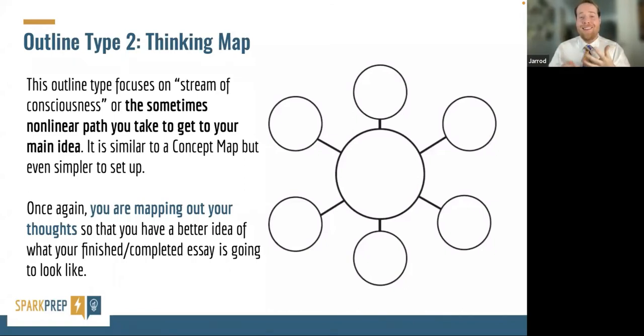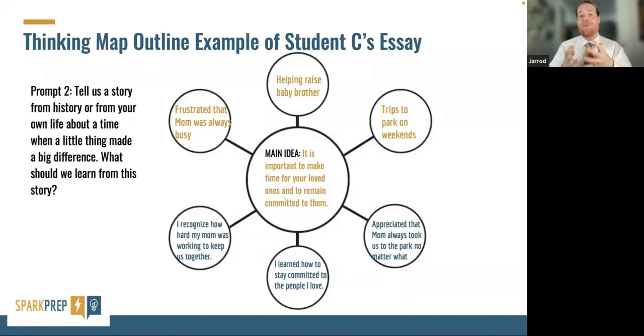It's no coincidence that I'm referring to these as concept maps, thinking maps, etc. The word map is there purposefully. So here's an example using Student C's essay. Student C had a lot of really great information and a lot of reflection that they were doing regarding their family situation. So the prompt here is to remind you that the main idea that the student came up with was it is important to make time for your loved ones and to remain committed to them. That's the message that they've decided they want to share with the admissions officer.